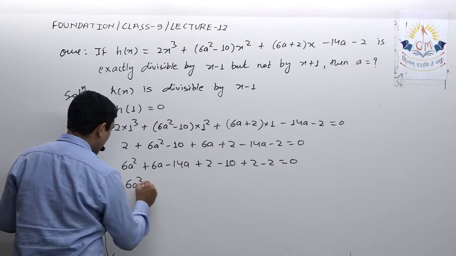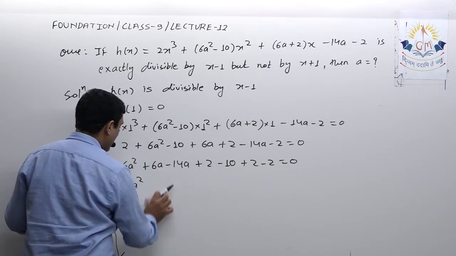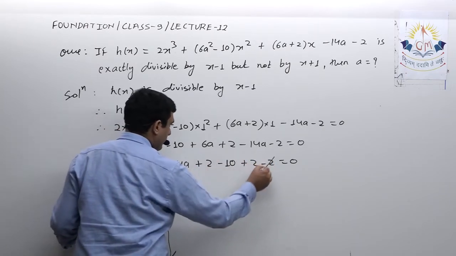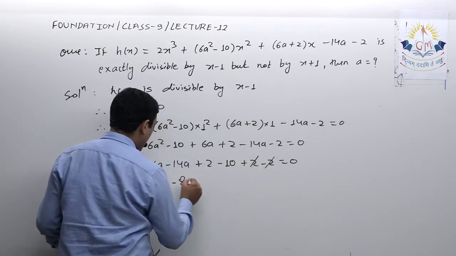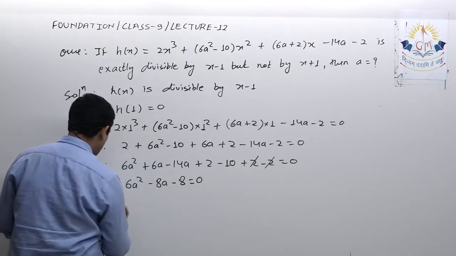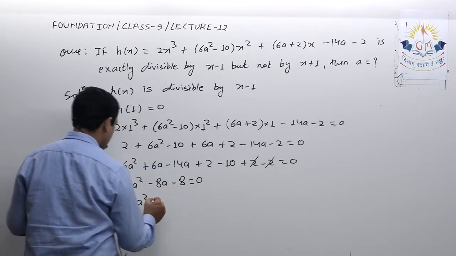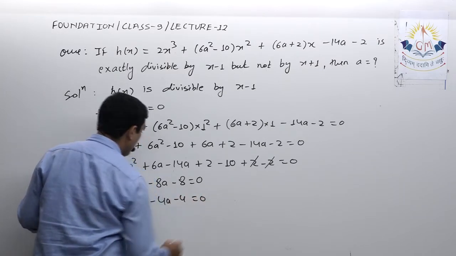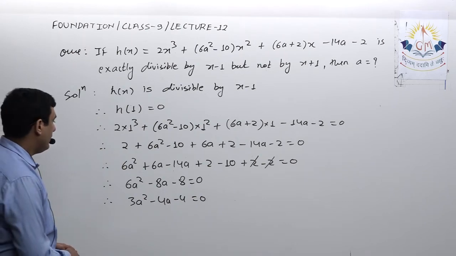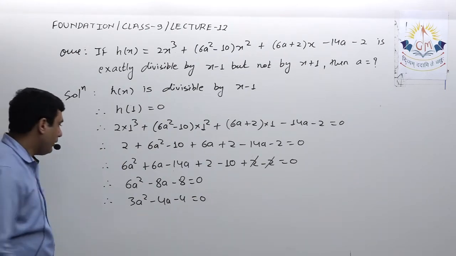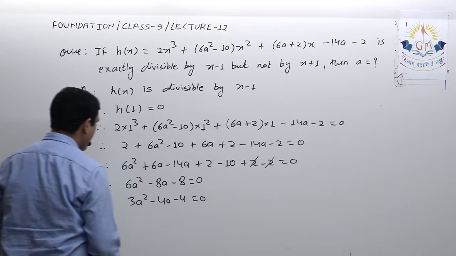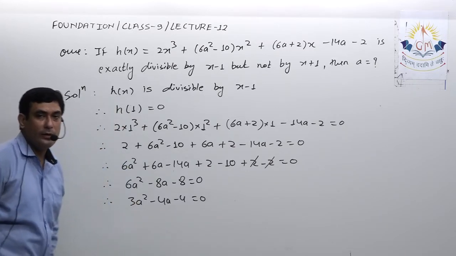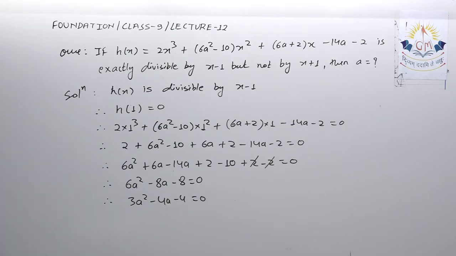So 6a square minus 8a, now this minus 2 plus 2 cancel, minus 8 is equal to 0, that is 3a square minus 4a minus 4 equal to 0. Okay, now here we'll get the two values of a because this is a quadratic equation. So try to get those two values of a, then I will give you the remaining solution.